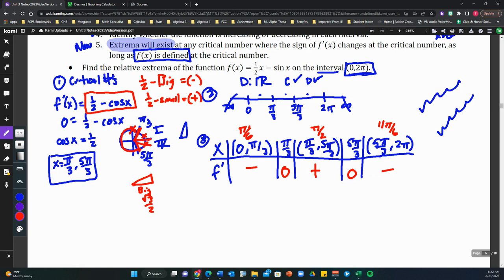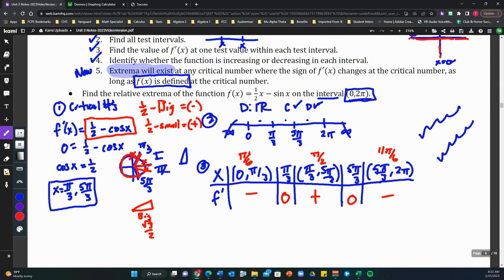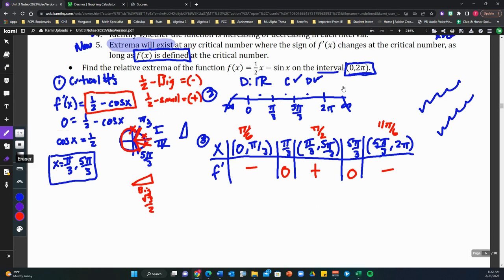All right, so we just did step 4. So we identified the increasing, decreasing nature. Or, well, I'm sorry, we're going to do that right now. So f prime is negative, which means our original function f is decreasing. We go flat. f prime is now positive, so we are increasing. We go flat. And then f prime is negative, so we go decreasing again. So that is our step 4.